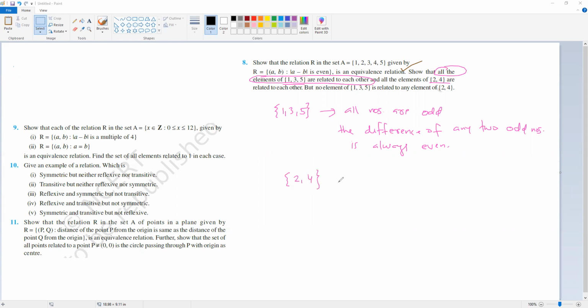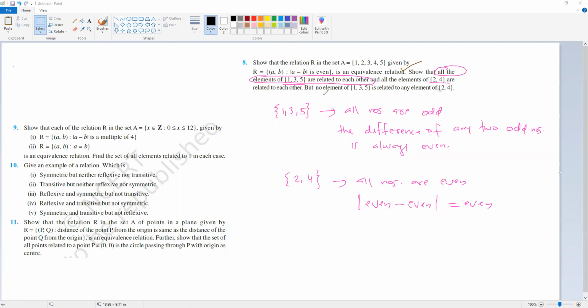So all numbers are even, and the difference of any two even numbers, even minus even, is always even. Okay, so then you have to conclude that all the elements of 2, 4 are related to each other.